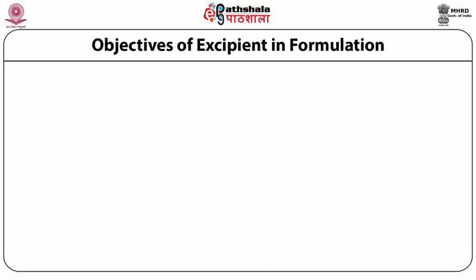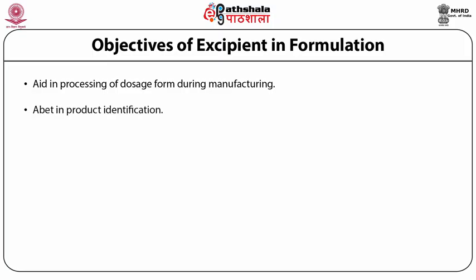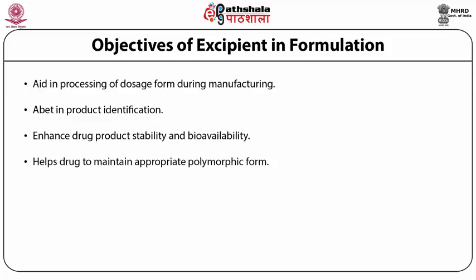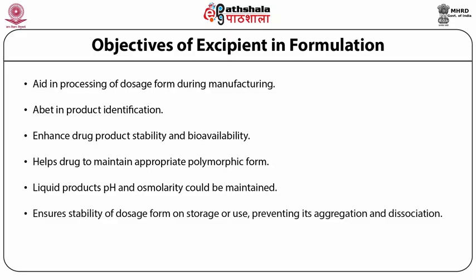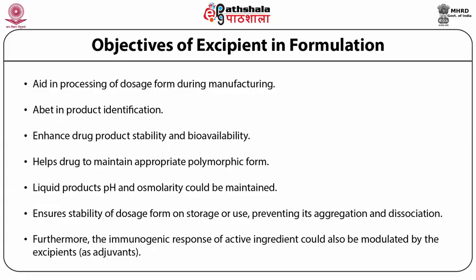Objectives of excipients in formulation. They aid in processing of the dosage form during manufacturing, abet in product identification, and enhance drug product stability and bioavailability. They help the drug maintain an appropriate polymorphic form, and liquid product pH and osmolarity can be maintained. They also ensure stability of dosage forms on storage or use, preventing aggregation and dissociation. Furthermore, the immunogenic response of the active ingredient could also be modulated by excipients acting as adjuvants.